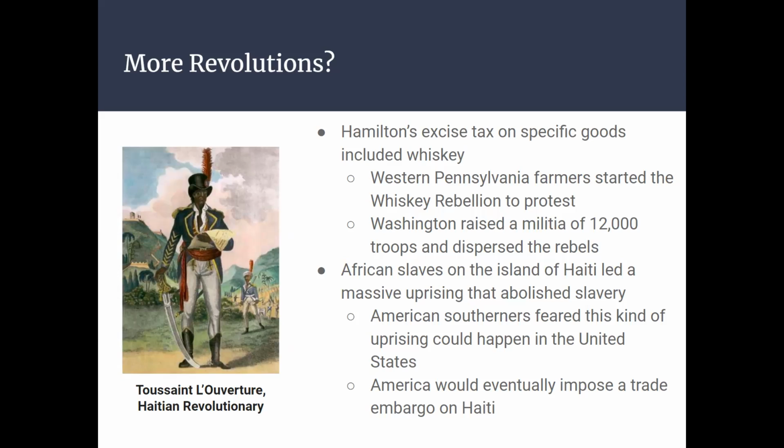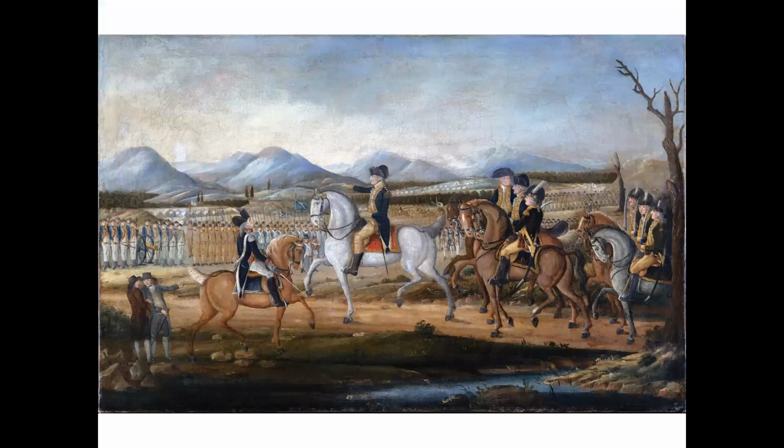America doesn't want this to happen to the South. They would impose a trade embargo, meaning we're not going to trade with Haiti back and forth, and they're going to implement more rules and laws in the South, which makes it more difficult for African American slaves to organize. They're not allowed to meet together unless it's at church. They're not allowed to read or write. They're not allowed to shoot rifles. In many states, this was already law, but in others, they picked up these laws as well.